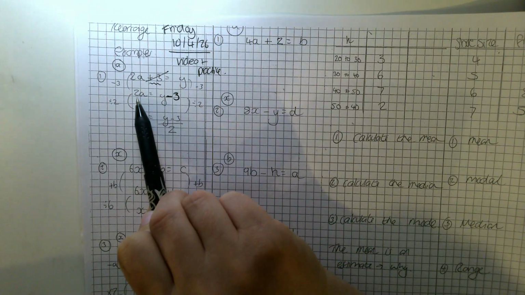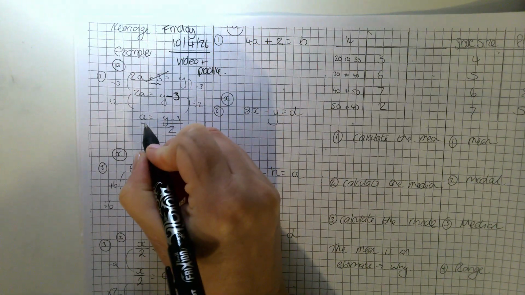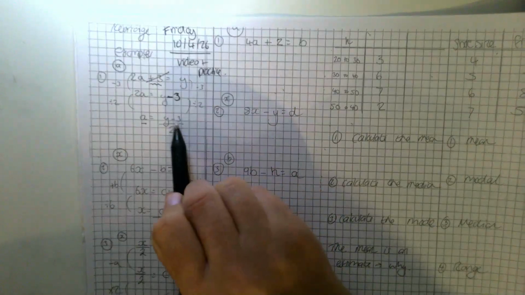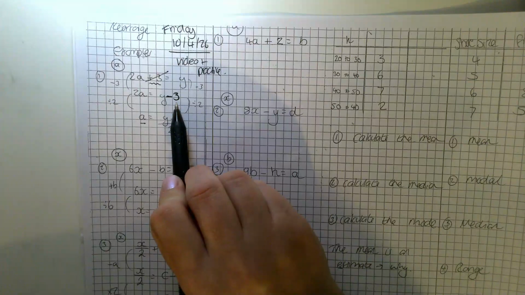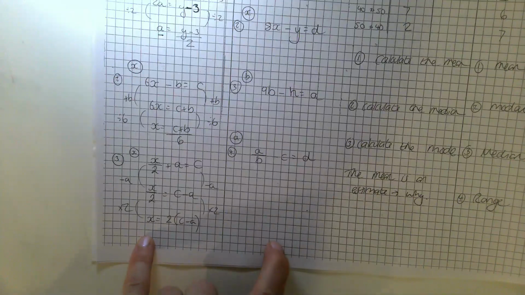You then want to divide by the number in front of the letter we want on its own. So divide both sides by 2. That gets you 1a on its own, and then the right hand side is going to be your y minus 3 all over 2. So I'm going to talk you through the rest of these ones.